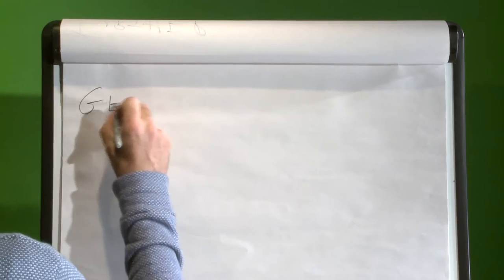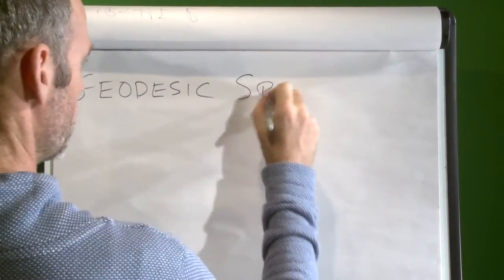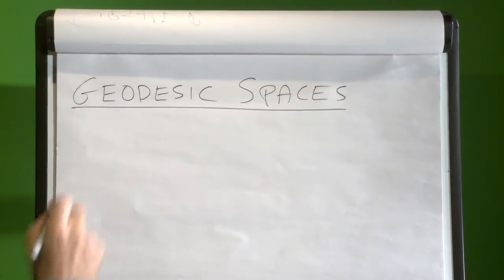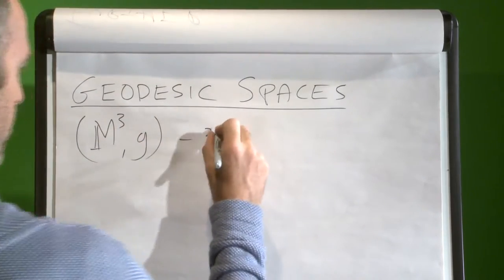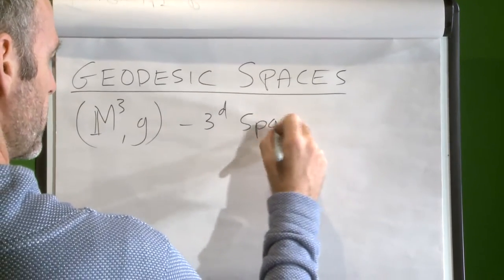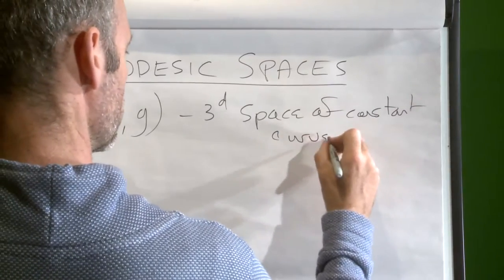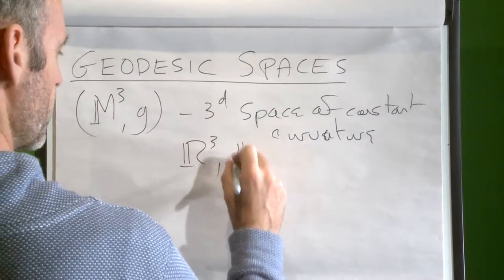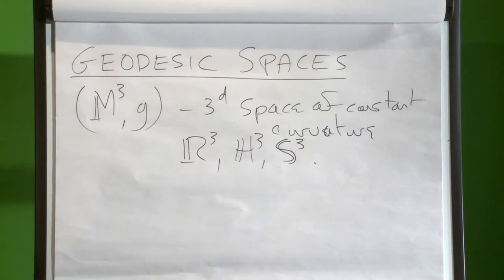The second part of the paper deals with a class of neutral metrics which are of particular interest to me, which are geodesic spaces. So let us start out with the three manifold, which is 3D space of constant curvature. So in fact, really what we're looking at are R3, H3, and S3, as we mentioned in the last slide.